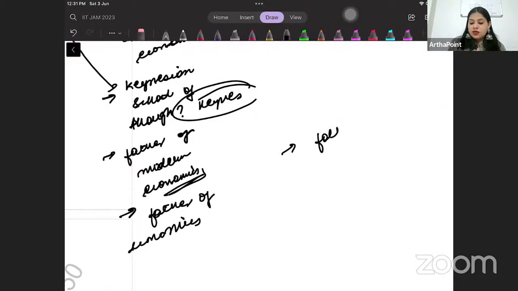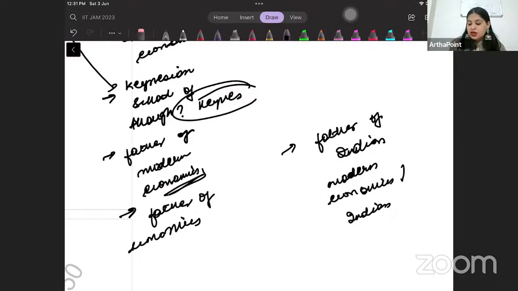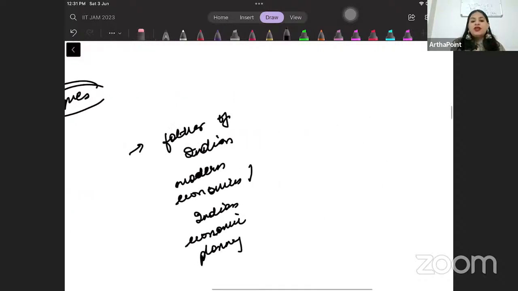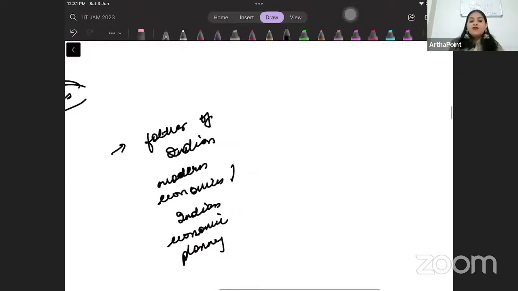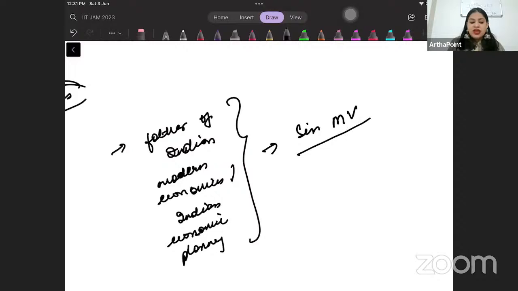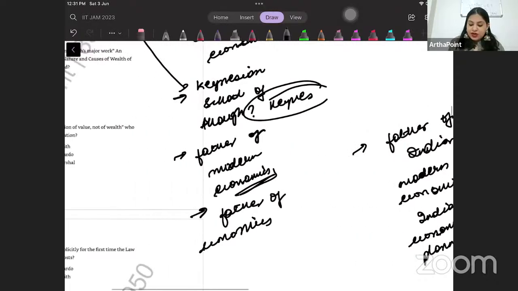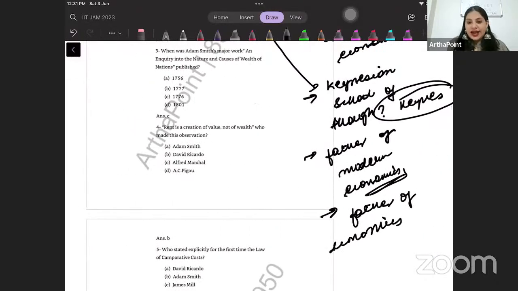Father of Indian modern economics, or father of Indian economic planning. तो बेटा लिख लो, father of Indian economic planning was Sir M. Vishweshwaraya, who was very famously known as Sir MV. He was an engineer, statesman, a scholar. And यहाँ पर all of you are answering it correctly. The answer is actually Samuelson, correct. So बेटा you should know these things.